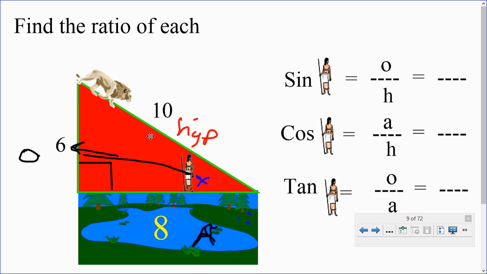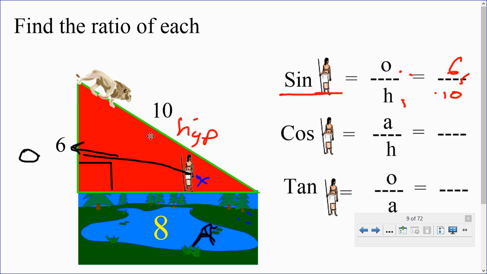So if we wanted to find sine of SOHCAHTOA, or sine of x, that would be the opposite over the hypotenuse. So the opposite we found out was 6, and the hypotenuse was 10. So our fraction for sine would be 6 over 10.